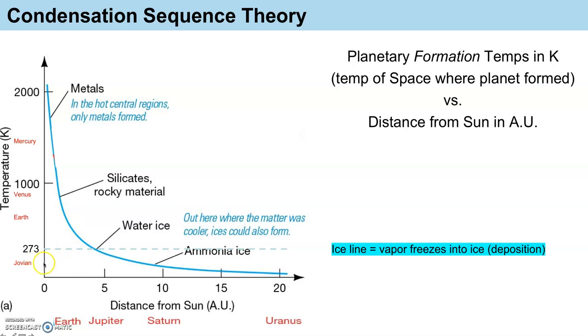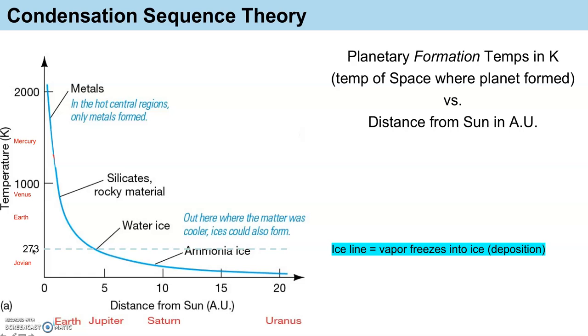When it comes to the Jovian planets, they are much farther away from the sun. This is Jupiter right here. And the others, Saturn, Neptune, Uranus, are farther away from the sun, and they have a lower temperature out there. There is also an ice line that forms here.